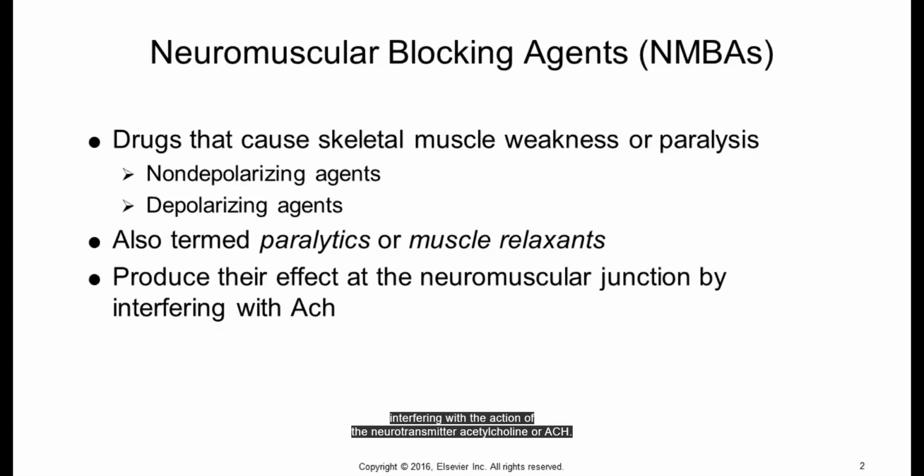neurotransmitter acetylcholine, or ACH. They can be divided into two groups: those that are depolarizing, meaning they directly bind with acetylcholine receptors, or non-depolarizing, which produce paralysis and muscle weakness by preventing the binding of ACH from occurring, thereby blocking the depolarizing effects of ACH and preventing muscle contraction.